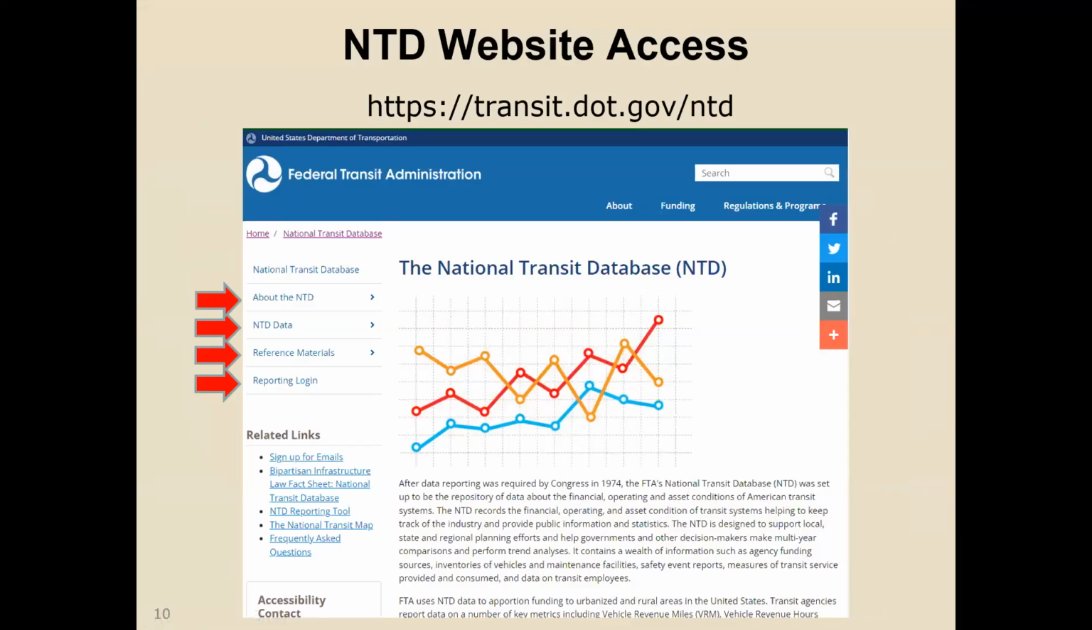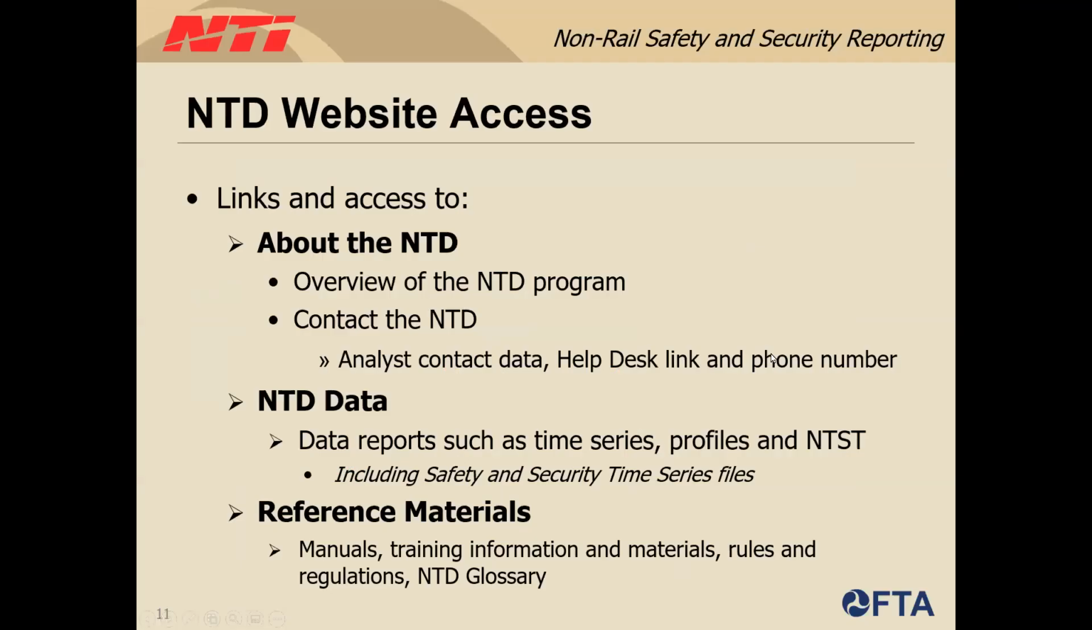This is a screenshot of the National Transit Database homepage on the Federal Transit Administration website. On the left side are several links indicated by the red arrows that we will discuss in the coming slides. The first of these links is the About the NTD section, which contains an overview of the NTD program, contact information, and help desk contact information.